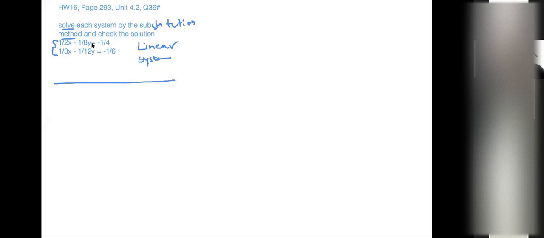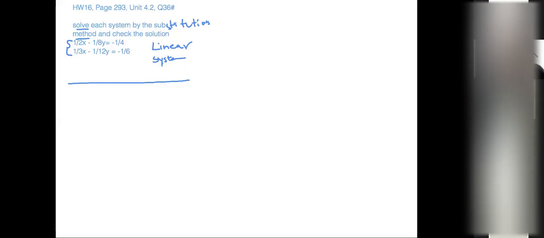We had a system like this and we solved it, but not by substitution, but by graphing, right? You guys remember that? A couple of days ago. So we took the equations in the system and we graphed both lines on the same graph and we got the solution. We did line 1, line 2. So yeah, that's by graphing, okay?